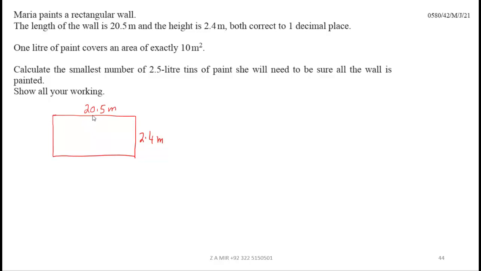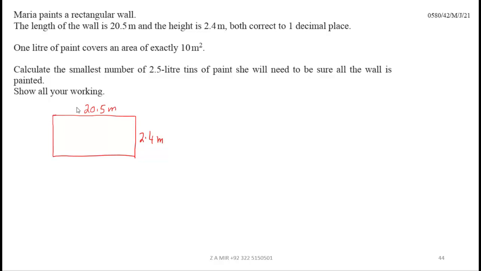This is a wall in which 20.5 is the length and this is the height of the wall. Because these are rounded figures, not the actual figures, we are not sure which figure was rounded to give this 20.5. So for that we have to find the lower and upper bound of this length.